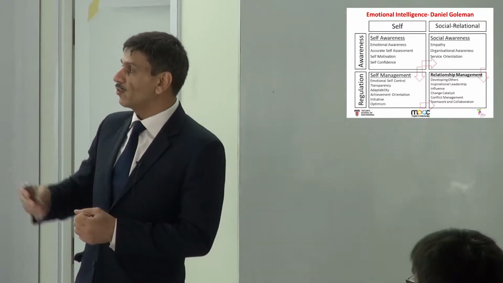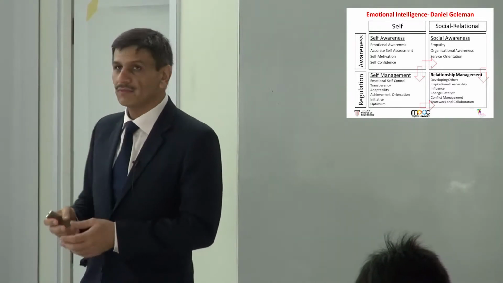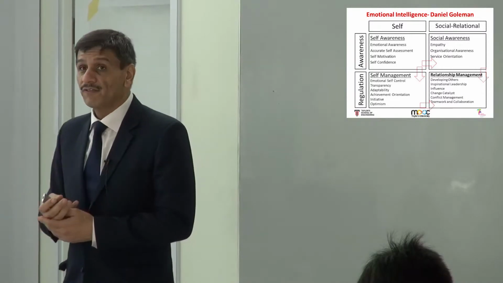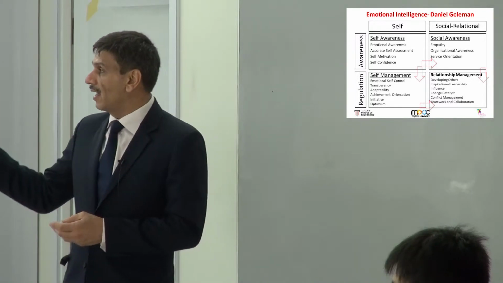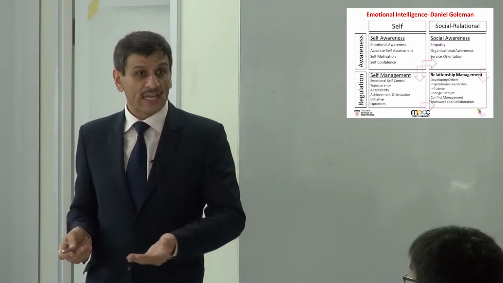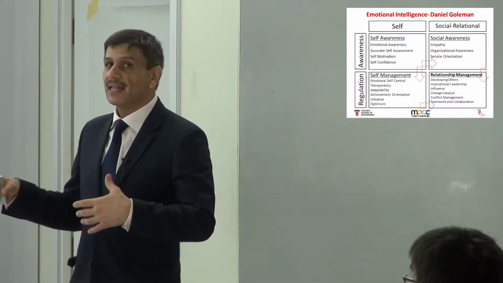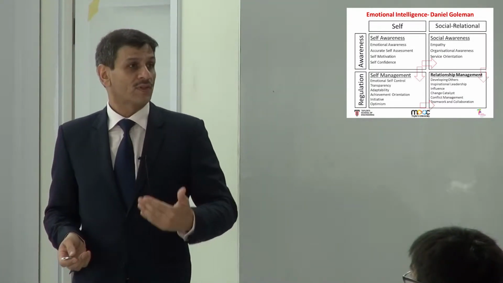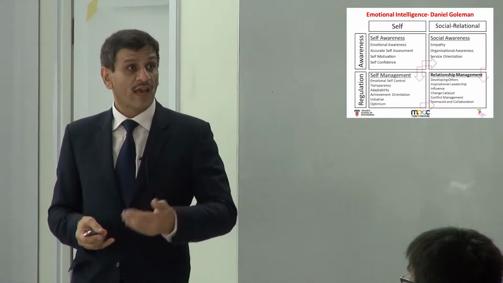So in the first quadrant, you'll have self-awareness. Under self-awareness, you recall, is the emotional awareness, the accurate self-assessment, self-motivation, and also self-confidence. And this is a cornerstone, as we said, because it helps us eventually achieve the self-management. How do we manage ourselves? And this is really about emotional self-control, transparency, adaptability, achievement orientation, initiative, and optimism.